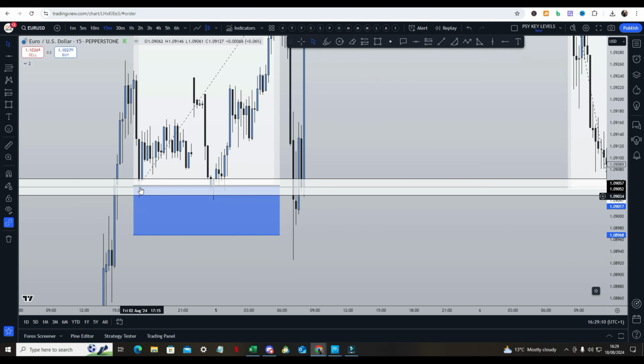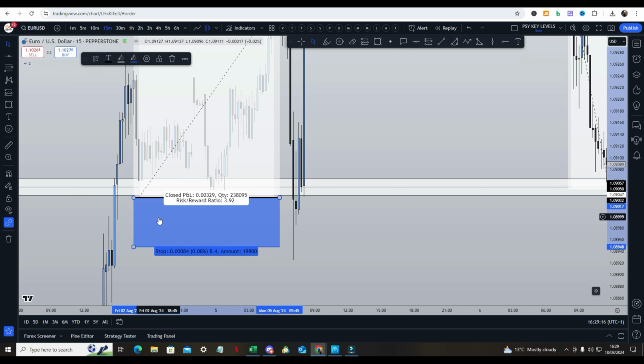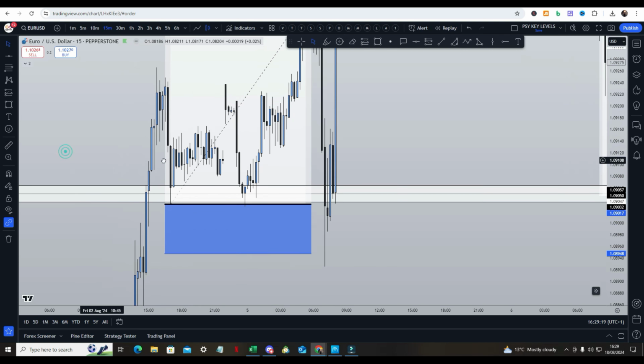So what I would advise is, rather than taking an entry, take a little bit of a late entry. Let price go deeper down. It doesn't happen all the time. And now this is the downside, okay?